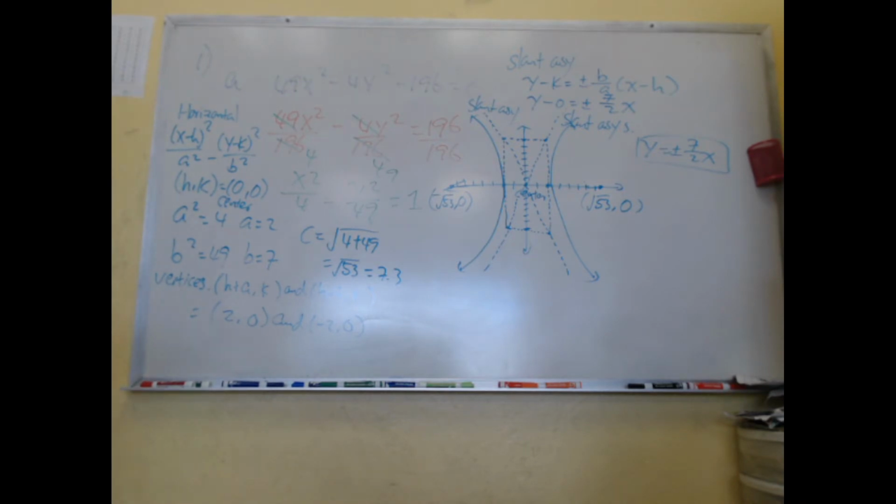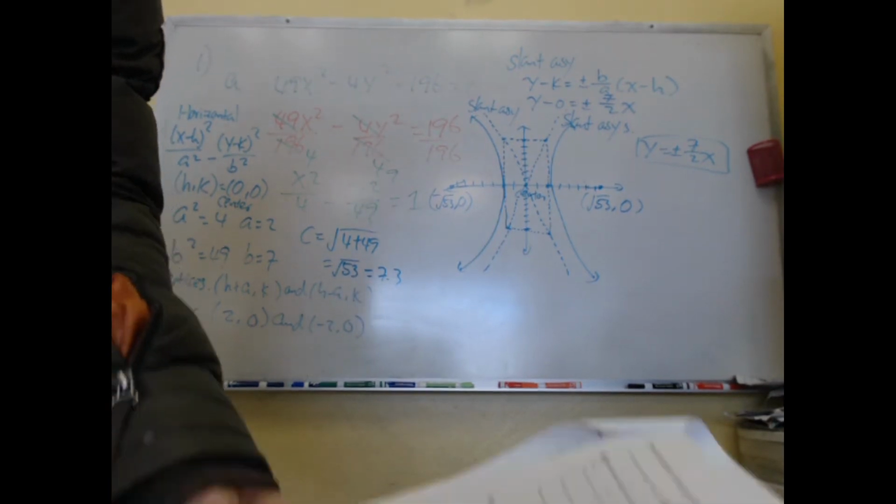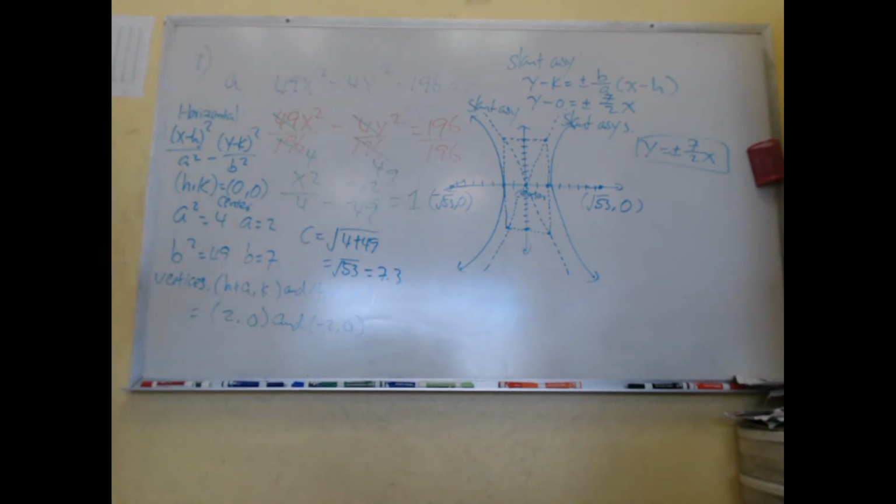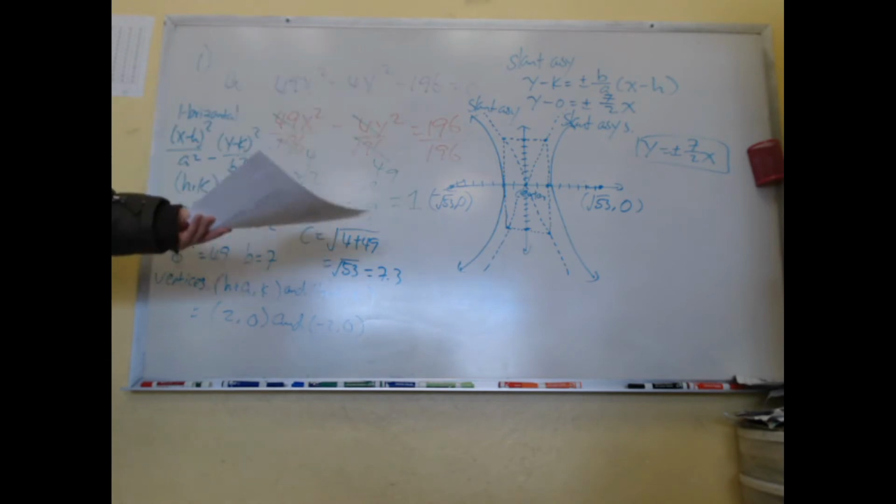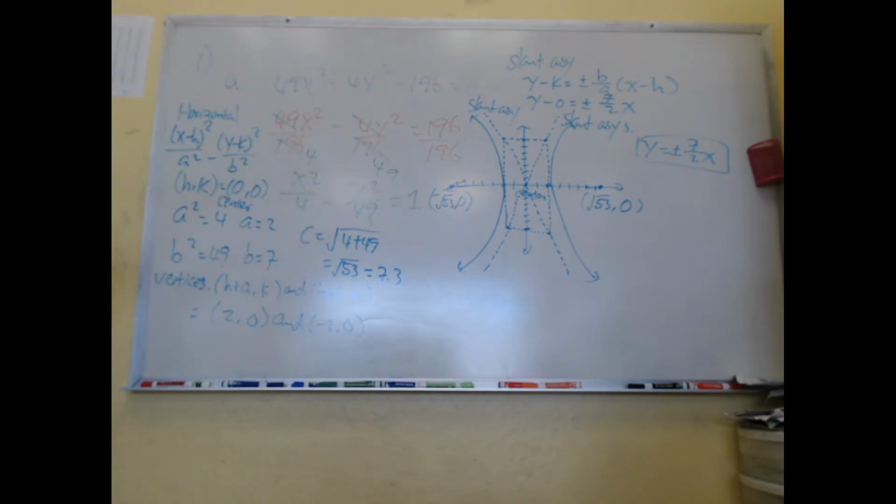Now let's do the one with vertical. Okay? So let's do B. Do not worry about eccentricity for this one, okay? Eccentricity, this one it's always greater than 1 because it's a wide range of hyperbola. Okay, so now let's try B and see what happened.